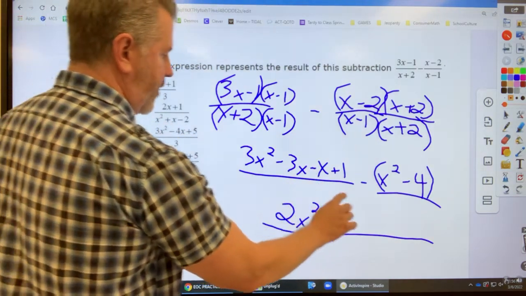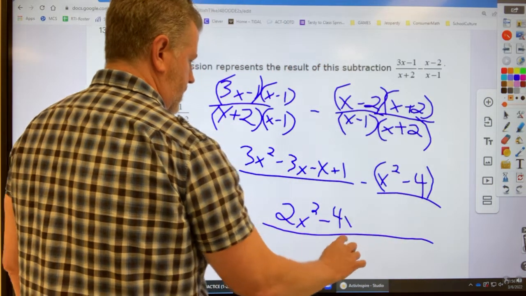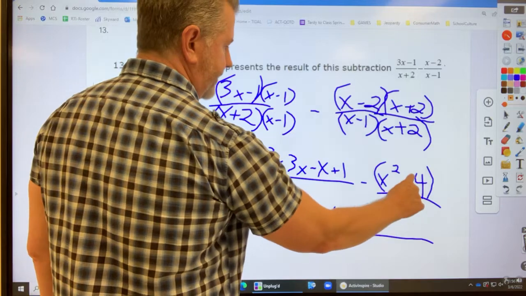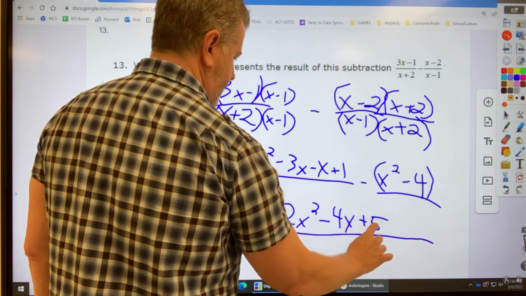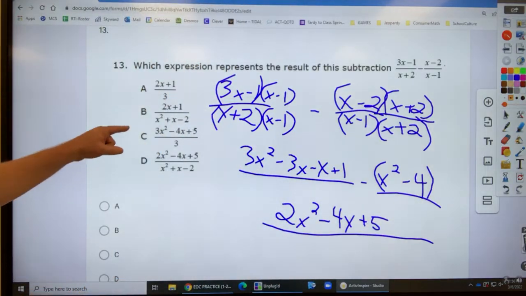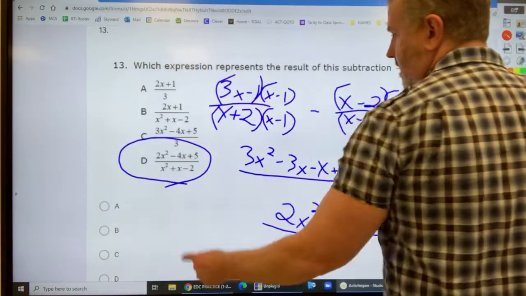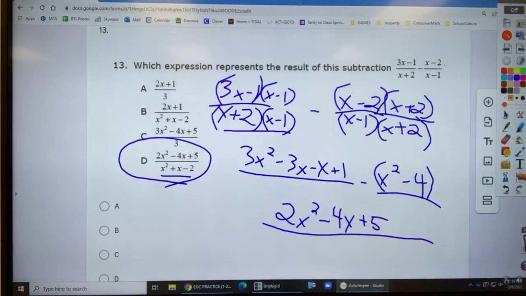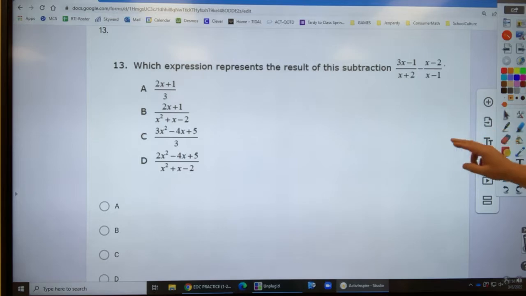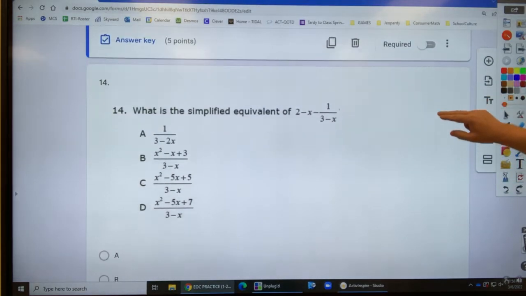Uh-oh, that's minus 4x, because I forgot to combine like terms. Plus 1 minus negative 4 is plus 4, so plus 5 is going to be our numerator. Hopefully that's one of our answers. It is. And all that is just these two multiplied together if you don't recognize them. All right? So let's make sure that our answer is D. There it is.